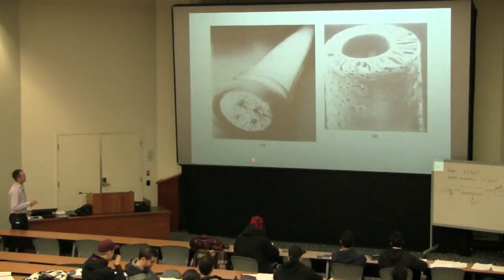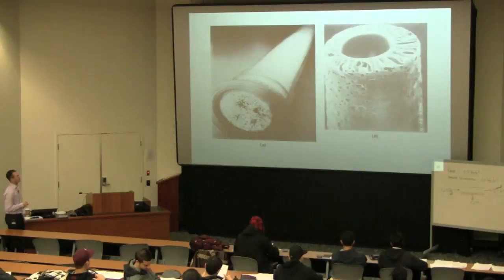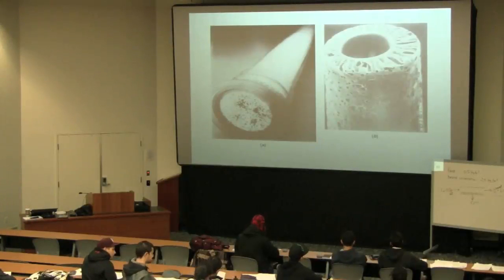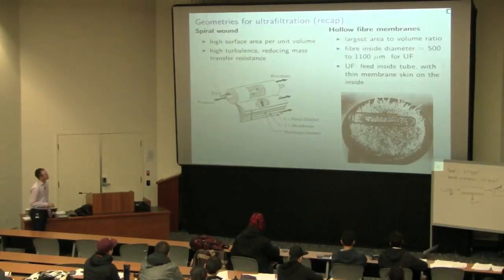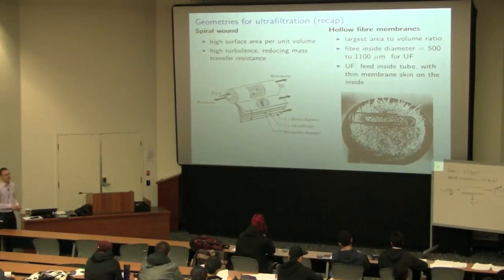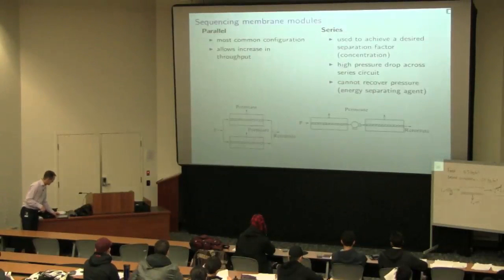So there's an example of another hollow tube, and there's an example of one of the fibers itself. So there you can see the asymmetric layer over there in the interior, and then the outer layer for structural support. The typical inside diameter of one of those fibers is in the order of 500 to 1,000 microns for ultrafiltration. So that just gives you a bit of a sense of these geometries.